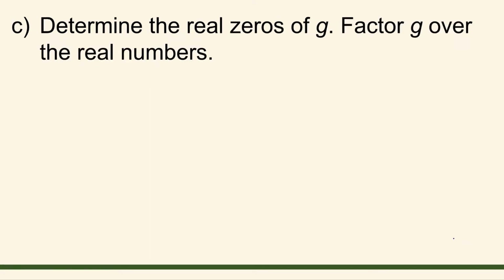Part C. Determine the real zeros of function g. Factor g over the real numbers. We can find the rational zeros of function g by using the fact that if r is a zero of g, then g of r must equal 0. That is, we will evaluate the function for different values from our P over Q list, hoping to get g of that value to equal 0.